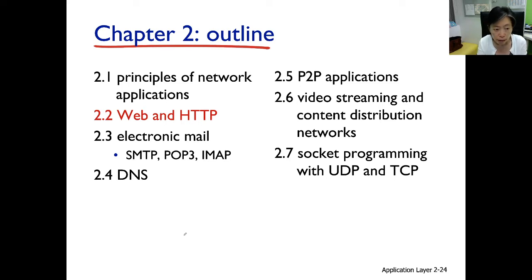In fact, from chapter 2.2 and on, all the way to 2.6, we'll be talking about examples of these applications and the corresponding application layer protocols. In these application layer protocols, you will hear me saying again and again, what is the architecture choice? What is the transport layer choice? What are the messages, formats, and ordering of the messages being defined?